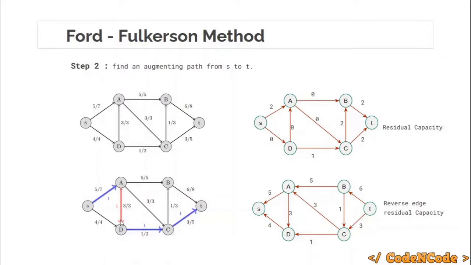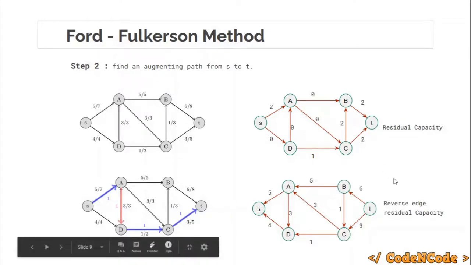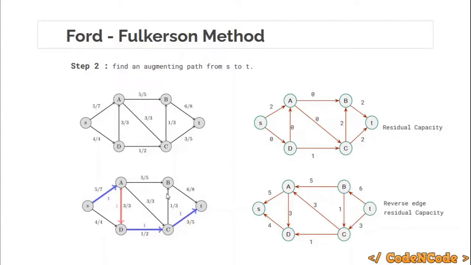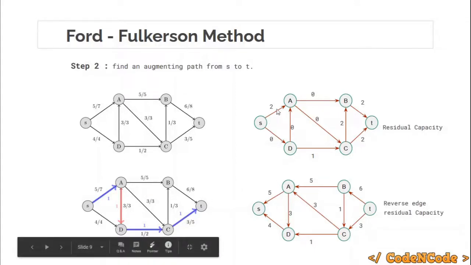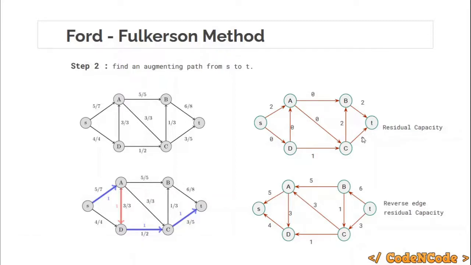So what effect would it have on the capacities of this? Of course, since I'm using this, the capacity of this edge would decrease by 1. Why 1? Because the edges that I'm using are 2, 3, 1 and 2. The minimum of all of these is 1. So of course I can send 1 unit of extra flow through this path.